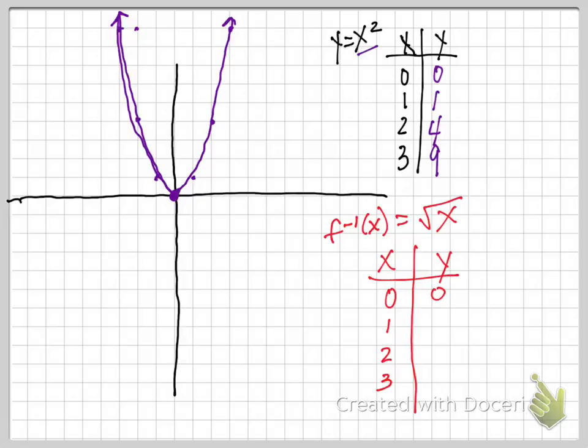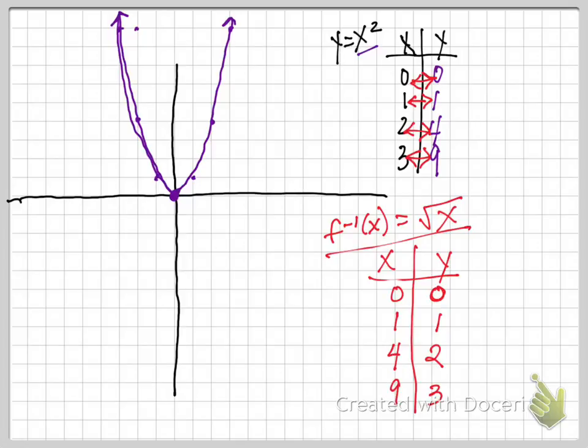If I were to just find the inverse, instead of having to plug into this function, I can just switch my x and y values. So that might be a little bit easier. If I switch my x and y values, then my new ordered pairs would still be 0, 0. I would still have 1, 1. The 2, 4 will now switch to 4, 2. And the 3, 9 will now switch to 9, 3.